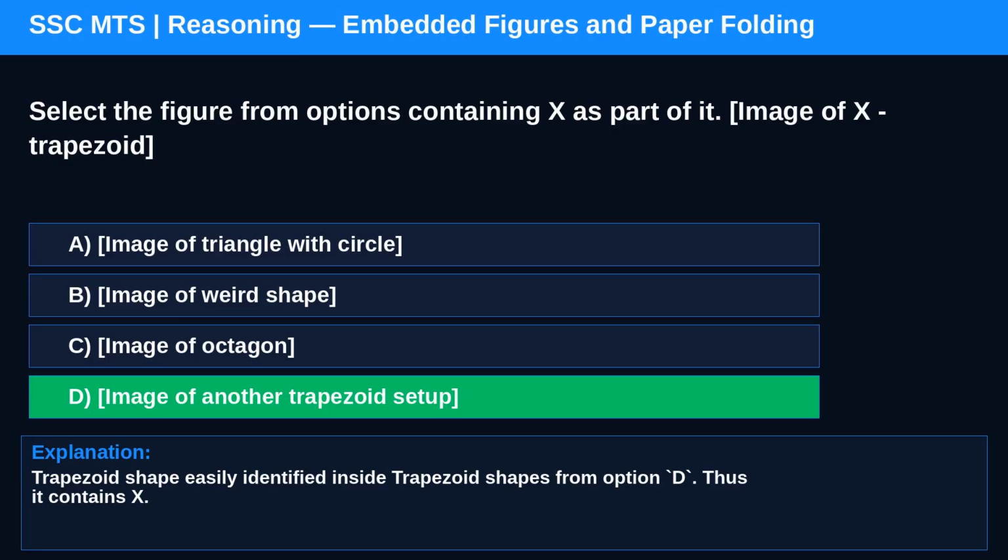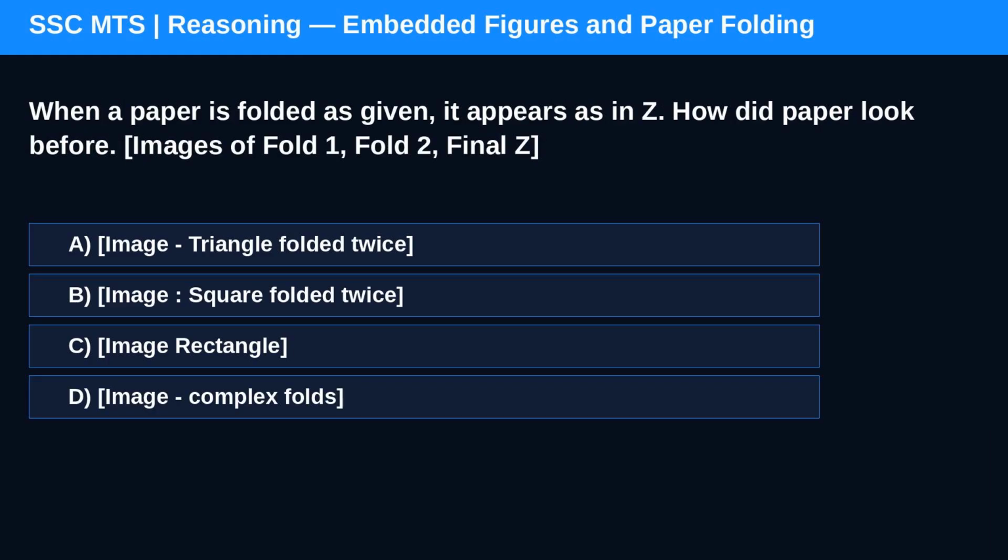Correct answer is D. Trapezoid shape is easily identified inside trapezoid shapes from option D. Thus it contains X. Question 14. When a paper is folded as given, it appears as in Z. How did the paper look before? Images of fold 1, fold 2, final Z.